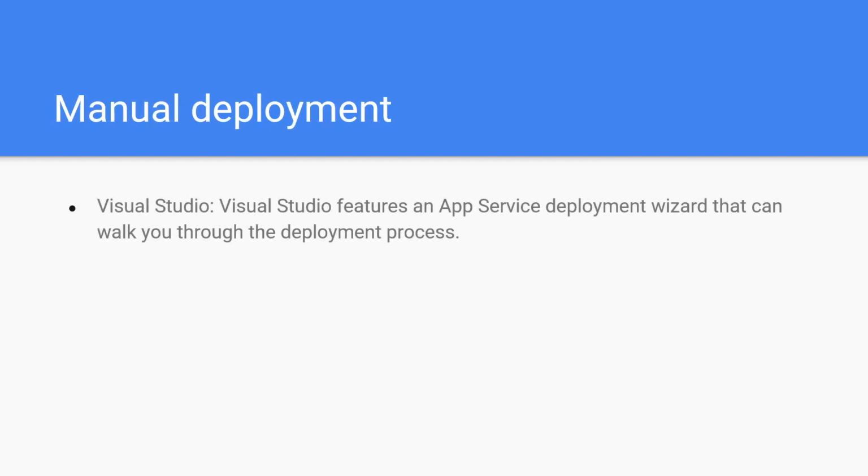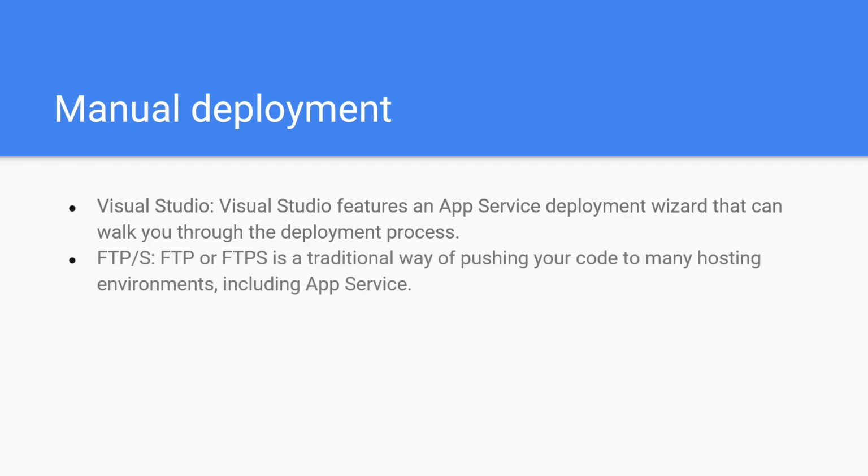We can use Visual Studio. Visual Studio features an App Service deployment wizard that can walk you through the deployment process. Also there is FTPS. FTP or FTPS is a traditional way of pushing your code to many hosting environments, including App Service. So these are the manual deployment methods. Again, it depends on your preference. However, it is of course better to use an automated way because it is much faster and will deploy quickly.